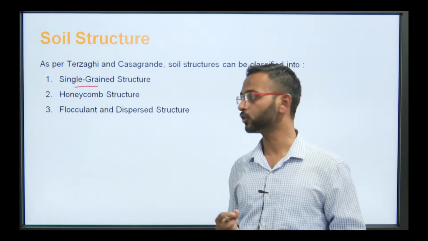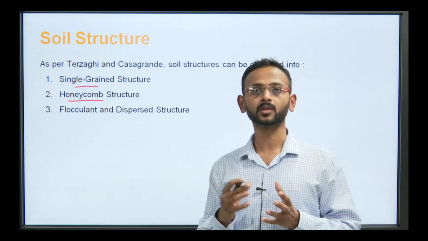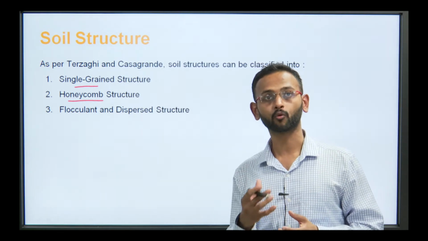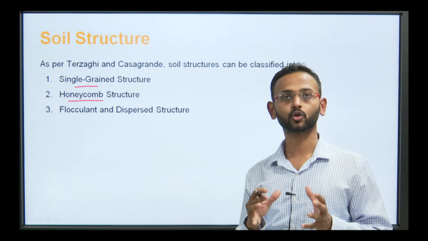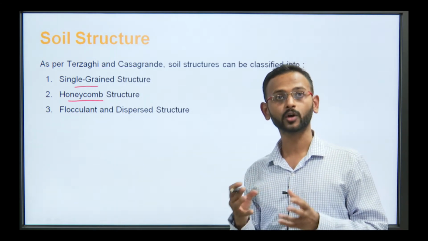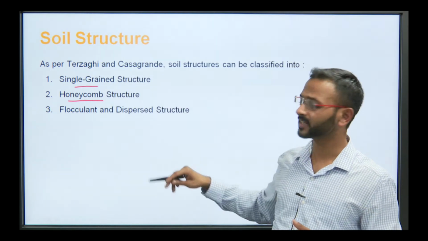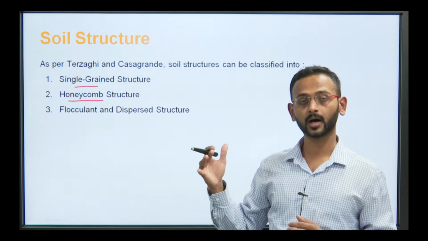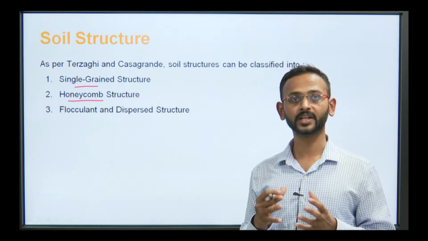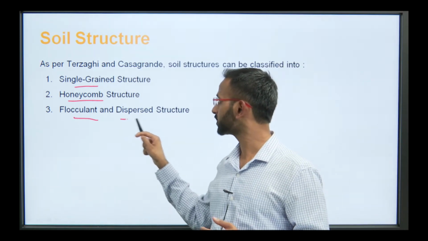When we talk about this honeycomb, as the word says, honeycomb means it contains some type of voids. Like the honey bee makes its comb, it contains a large number of voids. That kind of structure will be here also. We will be looking at how it is honeycomb and how it contains some voids.